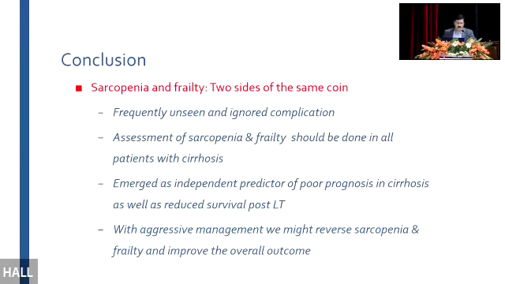So let me just conclude here. Sarcopenia and frailty are two sides of the same coin, frequently unseen and ignored complication. Assessment of sarcopenia and frailty should be done in all patients with cirrhosis. It has emerged as an independent predictor of poor prognosis in cirrhosis, as well as reduced survival post-liver transplant. With aggressive management, we might reverse sarcopenia and frailty and may improve the overall outcome of the patients.